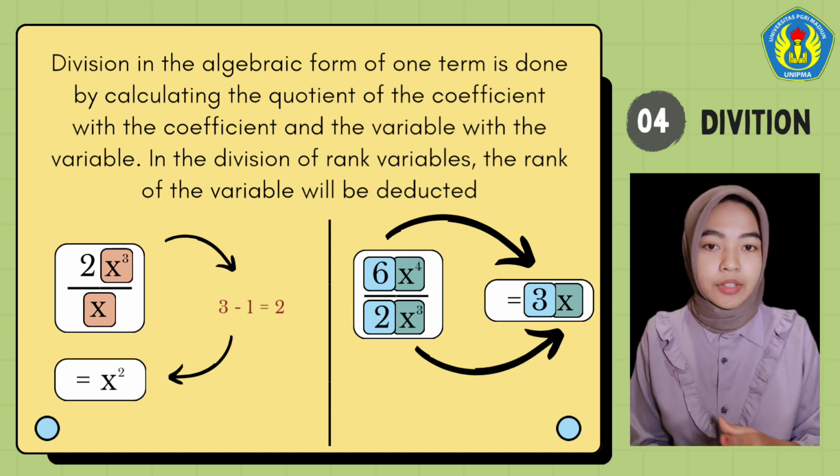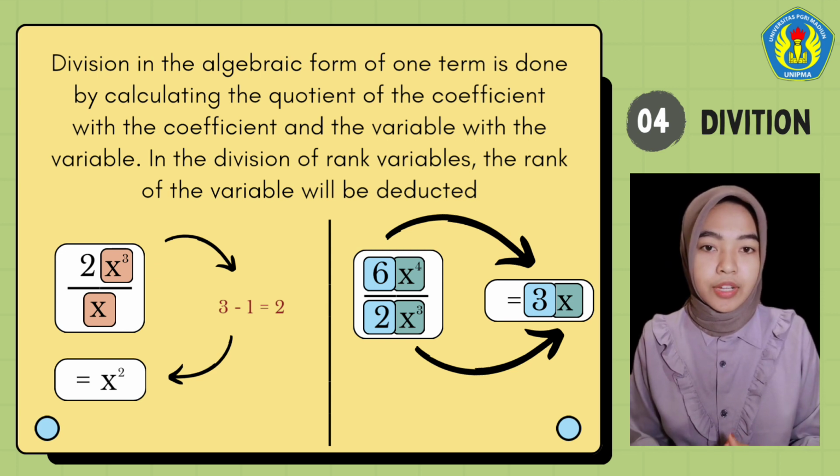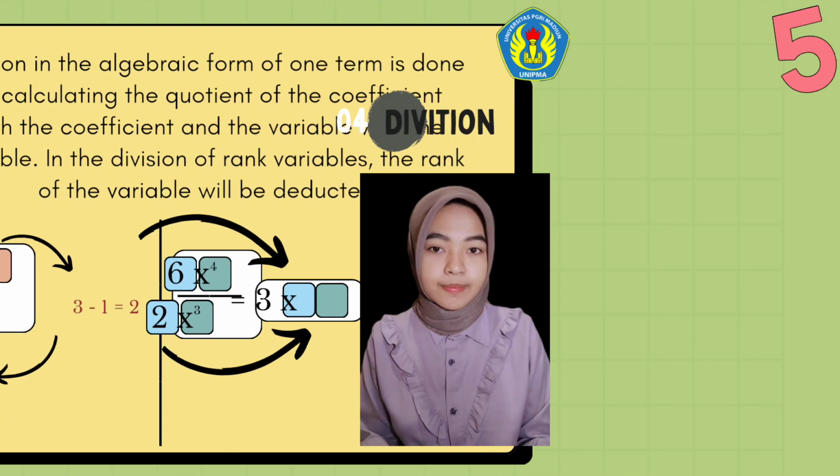Then we divide the variables. Remember, in division of variables with powers, we subtract the powers of the variable. That means x cubed divided by x equals x squared, because 3 - 1 equals 2.